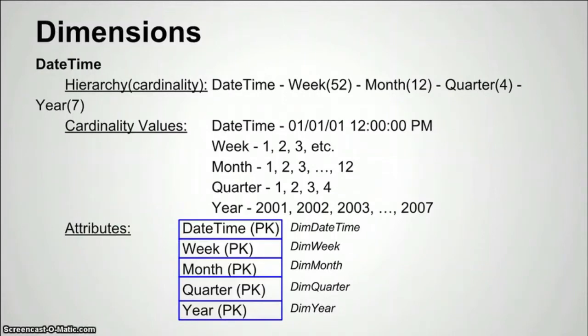Attributes given for the dimensions are date time, which is a primary key that makes up dim date time. Week is a primary key, which makes up dim week. Month, primary key of dim month. Quarter, primary key of dim quarter. And finally year, which is a primary key of dim year.